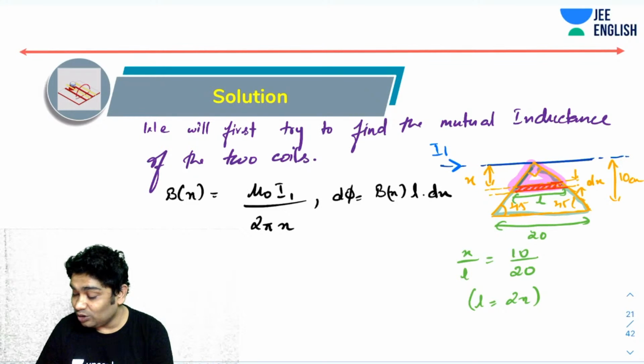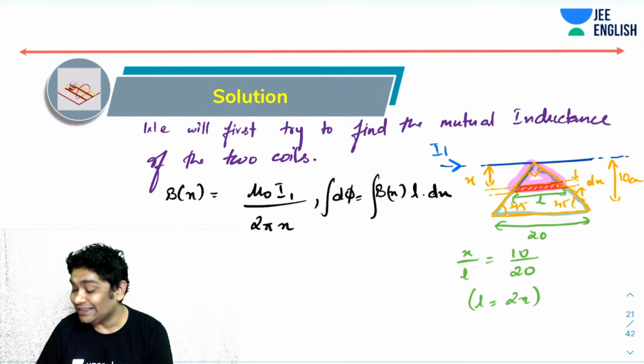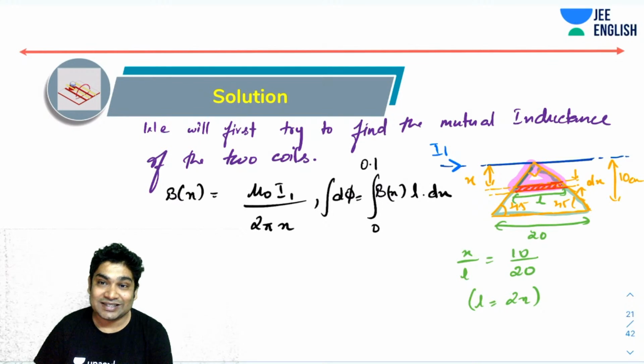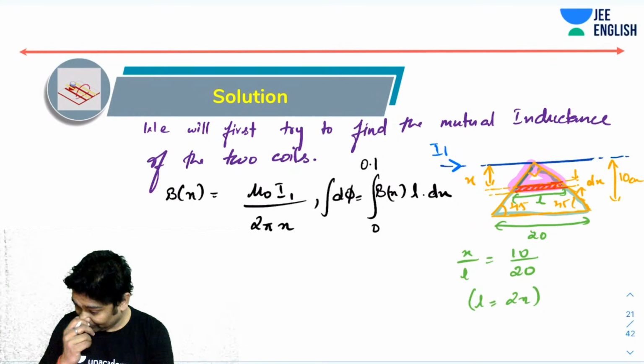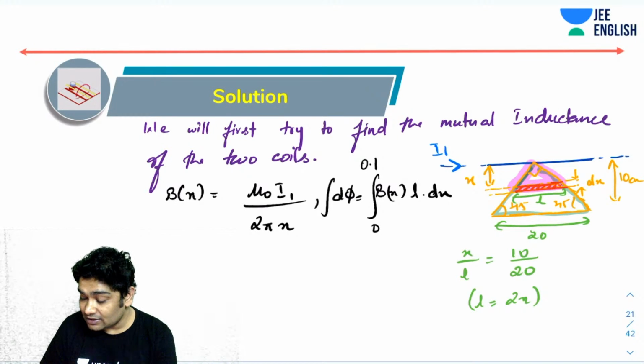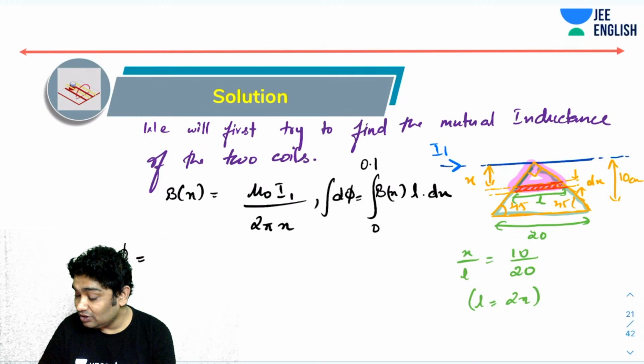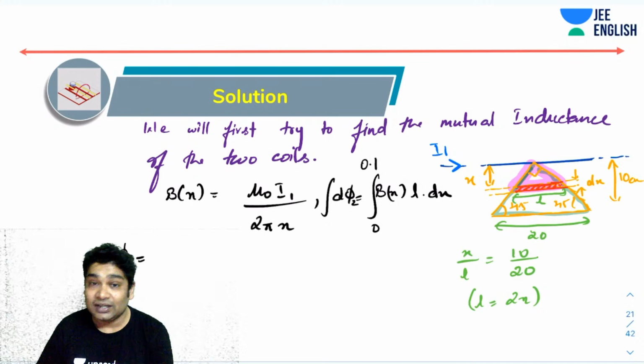So I already know the total flux would be the integral of this, where x will go from 0 to 10. So instead of 10, let's write 0.1 because let's stick to the SI units. Okay, see, so phi can be calculated. So I1, this is phi 2, phi linked with the triangle.